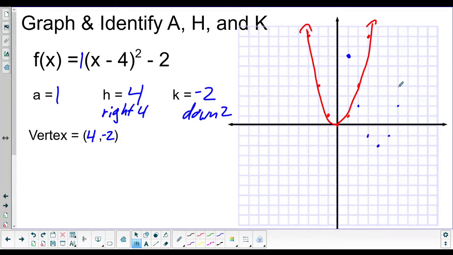Oh, look, it's in the right spot. And do you notice how these are always the same height? These are always the same height. So there's a couple of tricks you can check to make sure it's in the right spot. So there's our new parabola as best we can draw it.